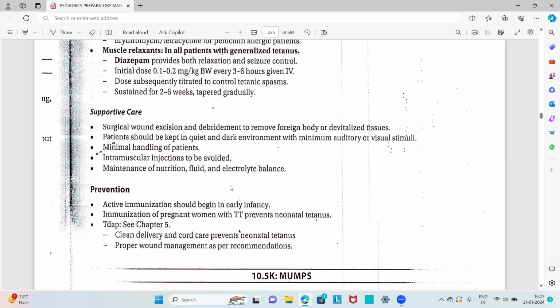So these are all about certain common infections that usually happen in the case of children.